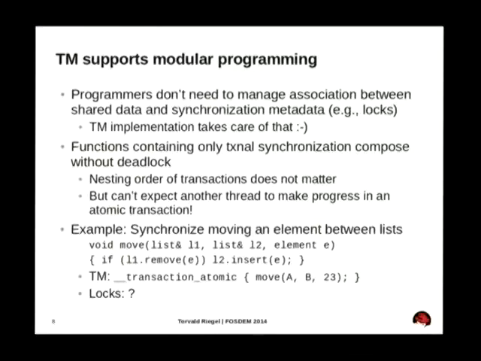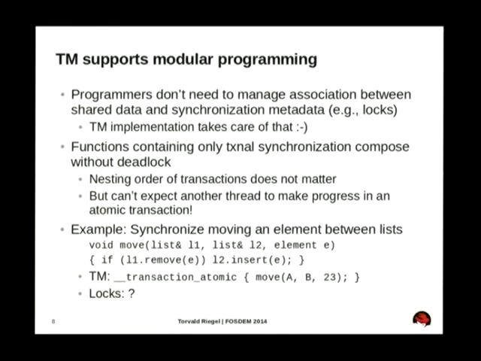One of the biggest benefits of transactional memory is that it supports modular programming. This is because programmers don't need to manage the association between the shared data and the synchronization metadata. Shared data here is application data, things that you actually need to synchronize on and that define your program state. And the synchronization metadata is something like locks. The reason for that is that we have a generic TM implementation that takes care of ensuring the atomicity.